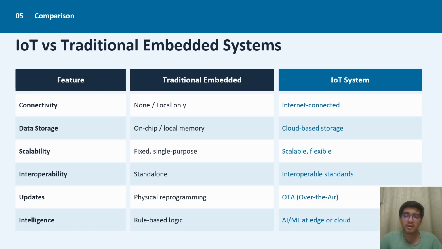IoT systems, on the other hand, are internet connected, cloud enabled, scalable, and updatable over the air. The key upgrade, intelligence and connectivity layered on top of physical hardware. This makes IoT systems better than the traditional embedded systems.